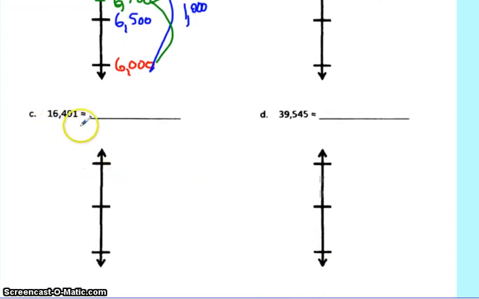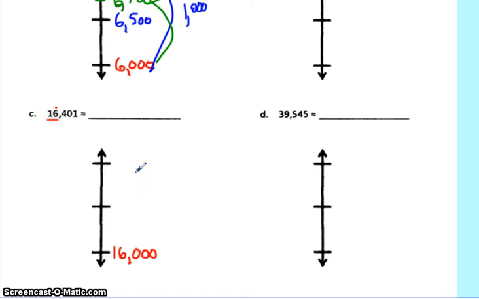This next one's C. And we're still rounding to the nearest thousand. So we want to, again, take a look at the place, and that's thousand. So this is the place we're rounding to. So again, we're counting by thousands. So we're at 16,000. So we'll write this here. This would be our one endpoint, the bottom end, 16,000, because we know this is somewhere between 16,000.